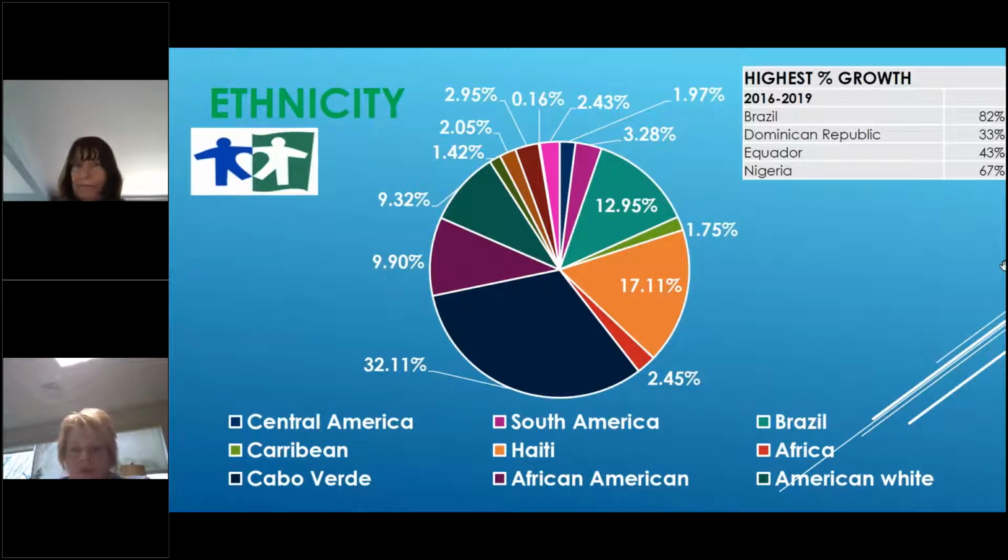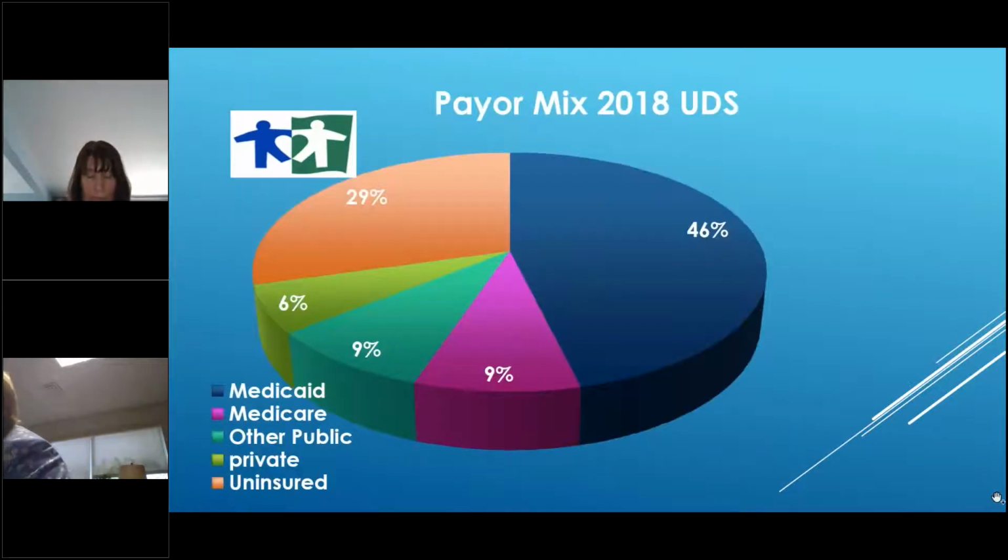Next slide. So our patient demographics, very diverse as most health centers are. The piece that I really wanted to highlight on this slide is the largest slice of the pie. The 32% of our patients are from Cape Verde, and we have a lot of patients from Brazil and Haiti as well. But the Cape Verdean connection is what really led us to the collaboration with Vicente's Supermarket. Next slide, please. You can skip the payer mix. Thank you. Next slide.